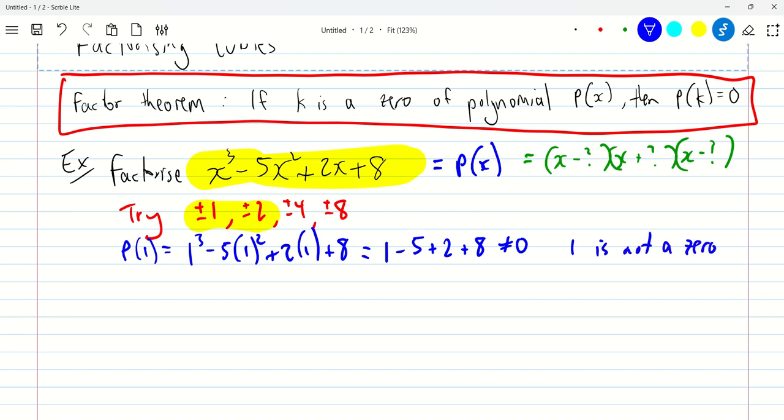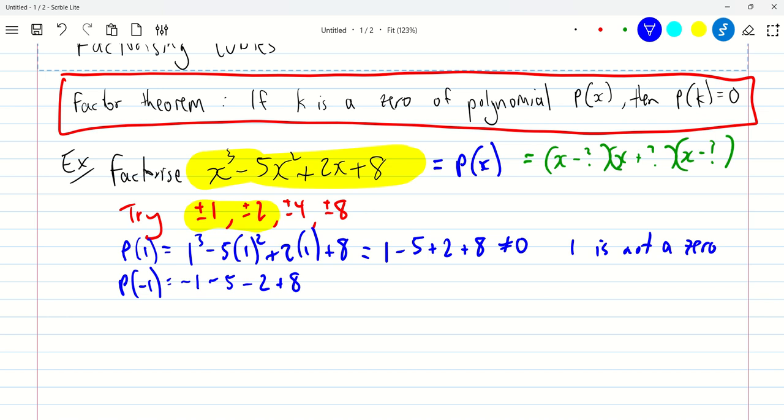Okay, didn't work. We're unlucky. Never mind. So now let's try -1. Now we're going to substitute x equals -1 into my polynomial. So -1 cubed is -1. Minus 5 times x squared, so that's minus 5 times +1, so that's just minus 5. Plus 2x will be minus 2 and plus 8.